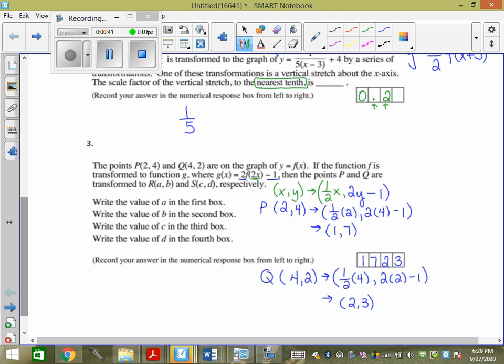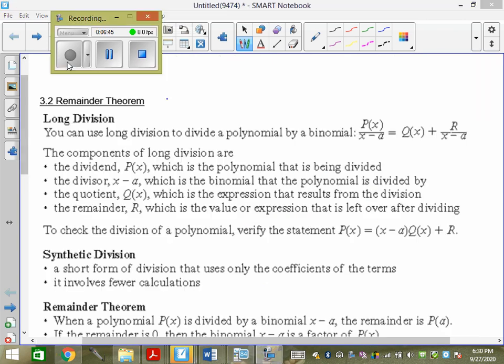And you're going to have the notes handed out now for polynomials, the first lesson. So we're looking at remainder theorem, section 3.2 in your textbook.